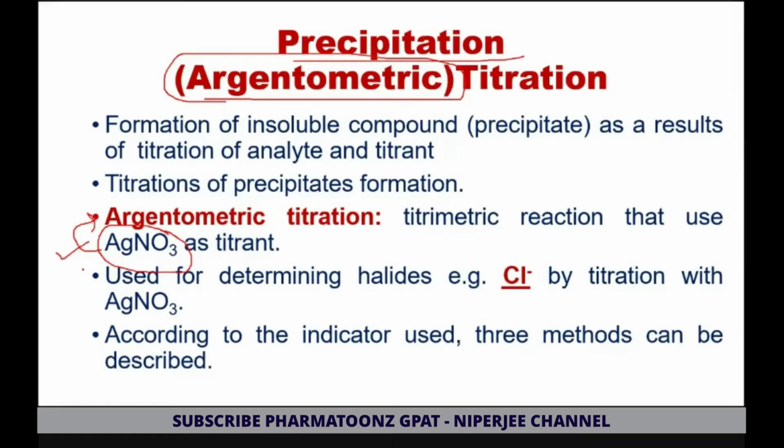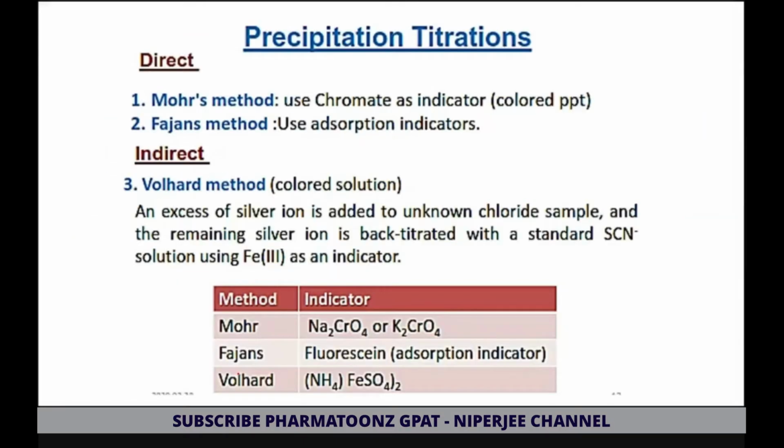Okay, so precipitation, as the name indicates, some insoluble precipitate is formed as a result of the analyte and titrant. So whatever precipitate is formed is titrated against the solution. Basically this precipitation titration is used for the determination of chlorides. And according to the indicator used, there are three different methods described in precipitation titration.